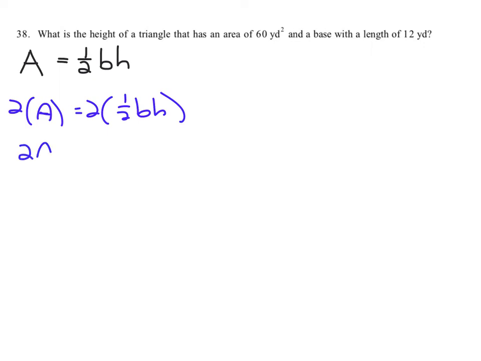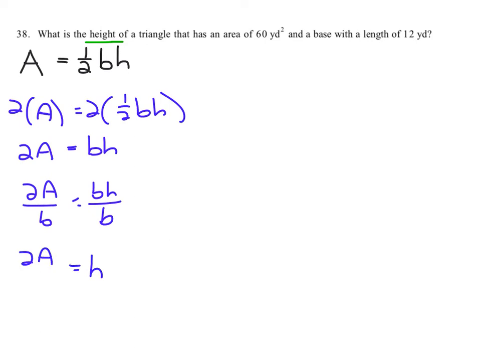Okay, so we've got 2a equals. That 2 undoes that 1/2, and we've got base times height. And now we say we're isolating h because they're asking for the height. What is the height? What is h? So we need to isolate h. What's happening to h is being multiplied by b. The inverse operation is divide by b. So we say 2a divided by b equals base times height divided by b. And then we get h equaling 2a over b. Because that's now what we're going to use to solve this because we've isolated for the thing we're looking for.